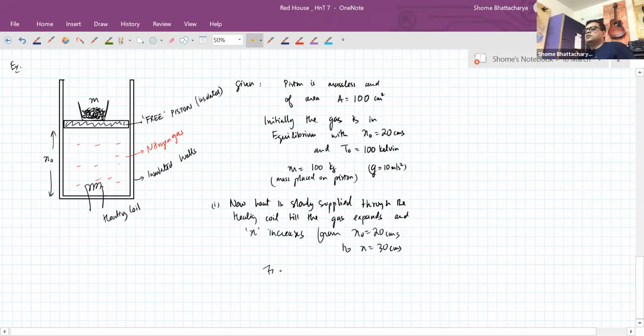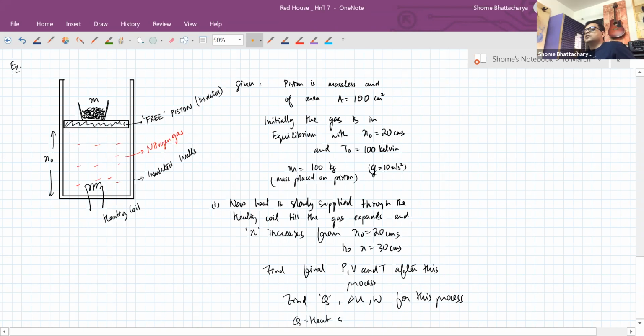Okay. So find the final pressure, volume, and temperature after this process. Find the heat supplied, the change in internal energy, and work done by the gas for this process. Okay, try this out first, then we'll discuss the second part of the question also.